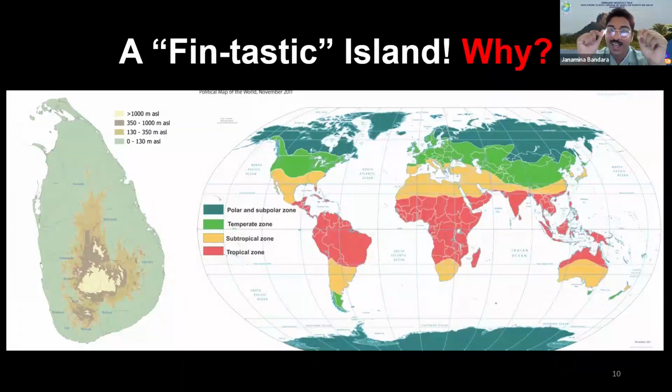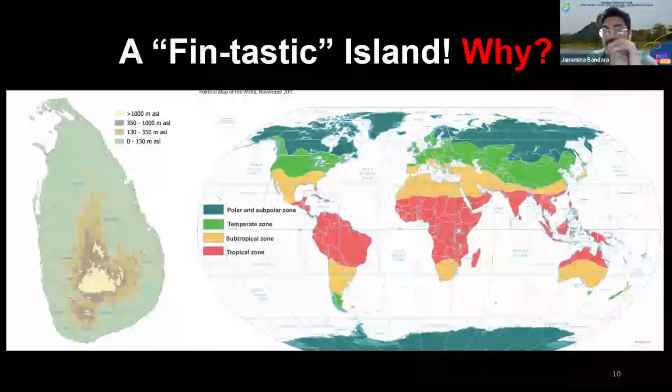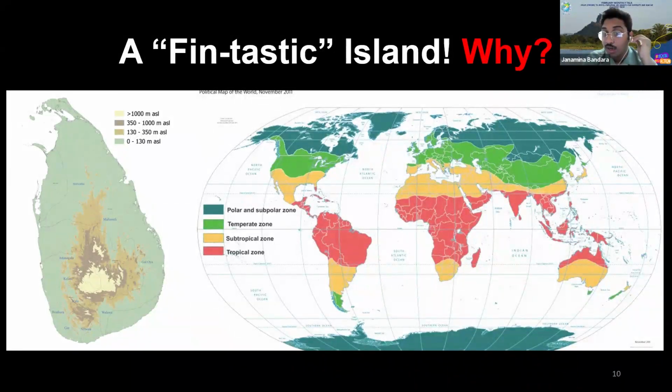In this case, I have termed this a fantastic island. So why? Let me explain. You can see Sri Lanka in the middle of the Indian Ocean, and it's not a teeny island. The area is about 65,000 square kilometers, so it's not a very teeny island. It's more of a continental island located in the Indian Ocean.